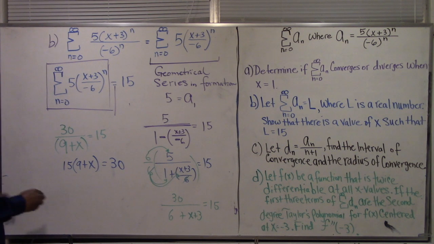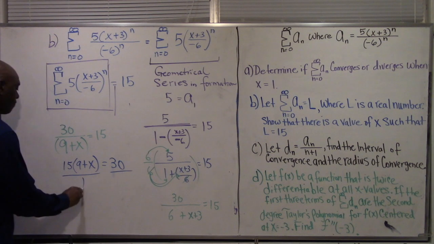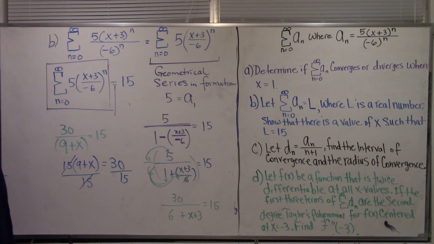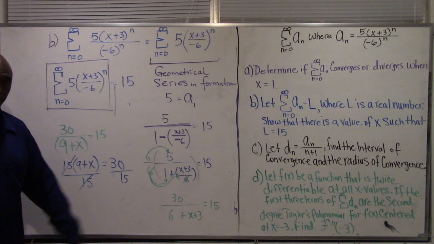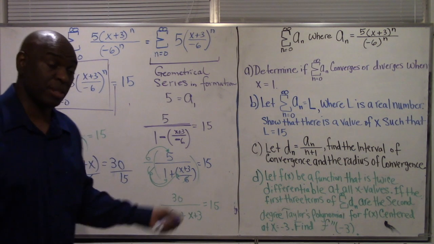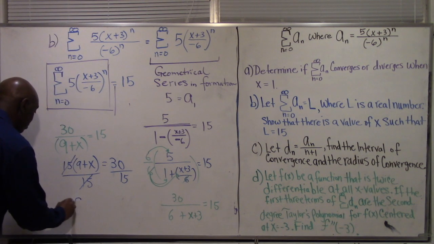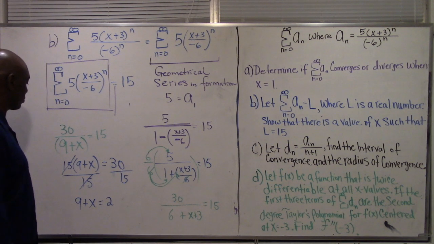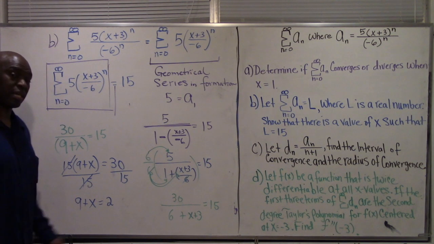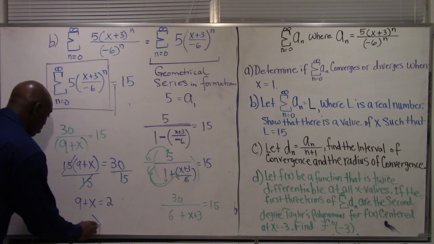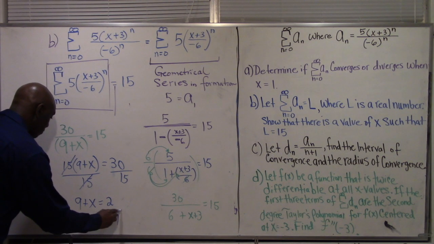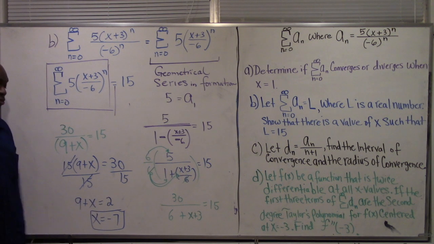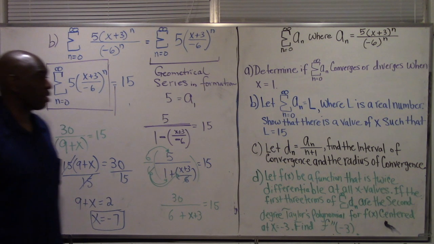Alright, next thing I'm going to do, I'm going to divide left side and right side by 15. 15s cancel when you divide both sides by 15. So I'm left with 9 plus x equals 2. So it's obvious what x has to equal. So x has to equal -7, because 9 minus 7 is 2. Alright? So there you go.